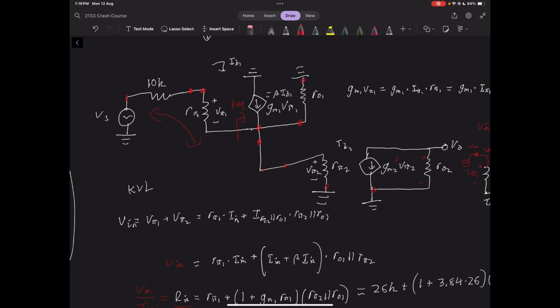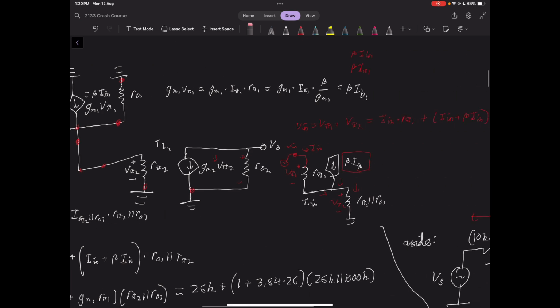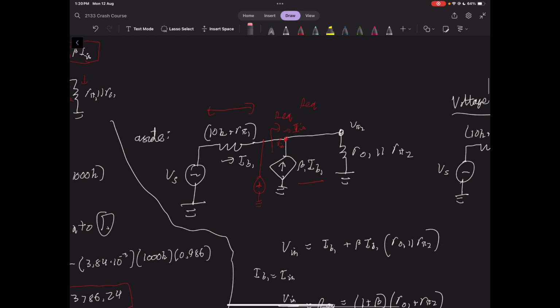Because if we replace this entire circuit here with a resistor to ground called REQ, then we know that the voltage at this node is V pi 2, because that's the voltage drop across this resistor, and that's to ground. And if we figure that out, then we can voltage divide, and that will give us V pi 2 in terms of VS, which is exactly what we would need to finally find the gain.